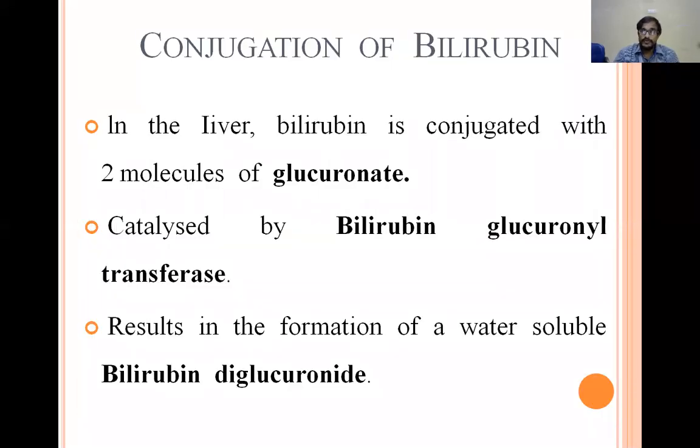So here, in the liver, the bilirubin is conjugated with 2 molecules of glucuronate, and the enzyme required is bilirubin glucuronyl transferase, and finally the bilirubin becomes bilirubin diglucuronide. So this occurs in the liver, which is known as conjugation of bilirubin.